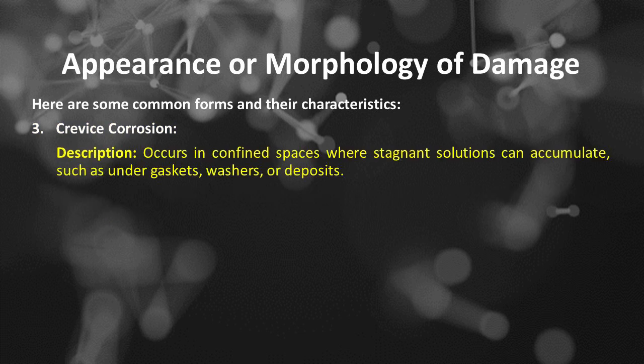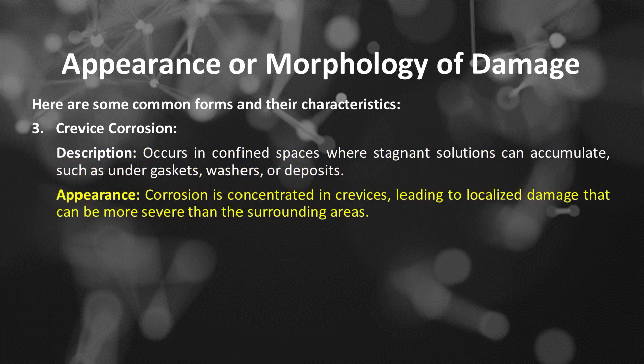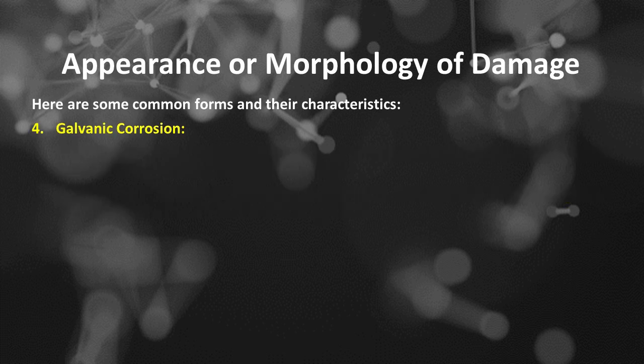Number 3 is crevice corrosion. Crevice corrosion description. Occurs in confined spaces where stagnant solutions can accumulate, such as under gaskets, washers, or deposits. Crevice corrosion appearance. Corrosion is concentrated in crevices, leading to localized damage that can be more severe than the surrounding areas.